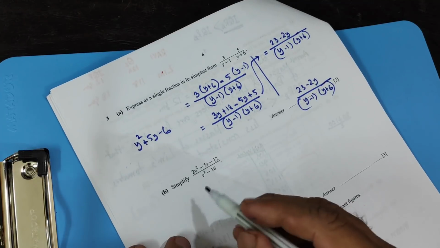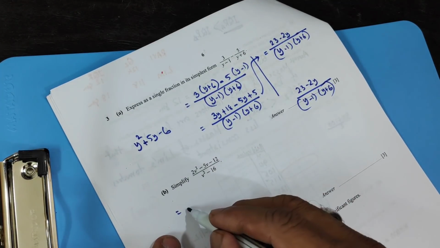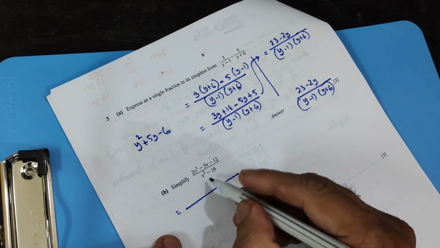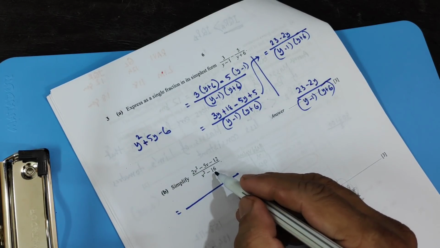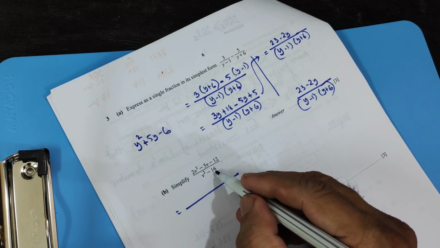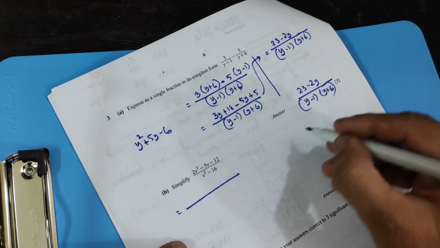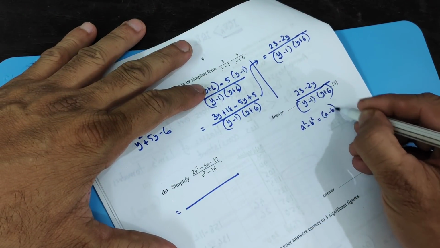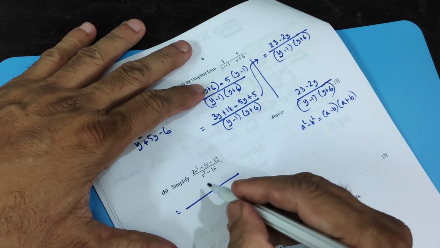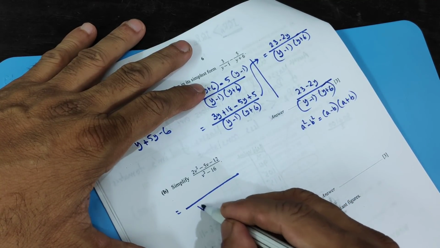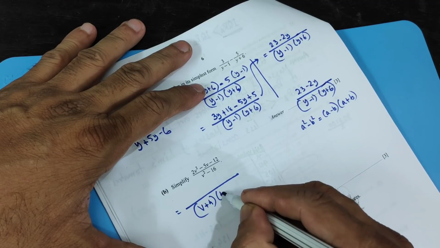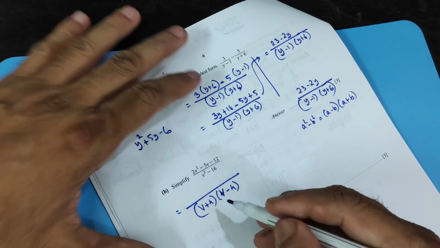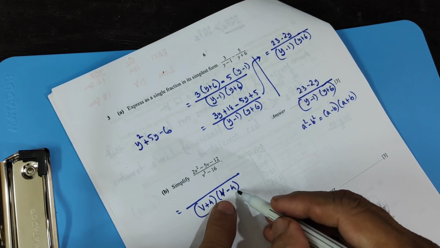Now simplify this one. I like to do it separately. The bottom one, the denominator, v square minus 16: 16 is a square number, 4 square. I can write it in the form of a square minus b square, that's a minus b, a plus b. Since this is 4, I can write v plus 4 and v minus 4. So v plus 4, v minus 4.